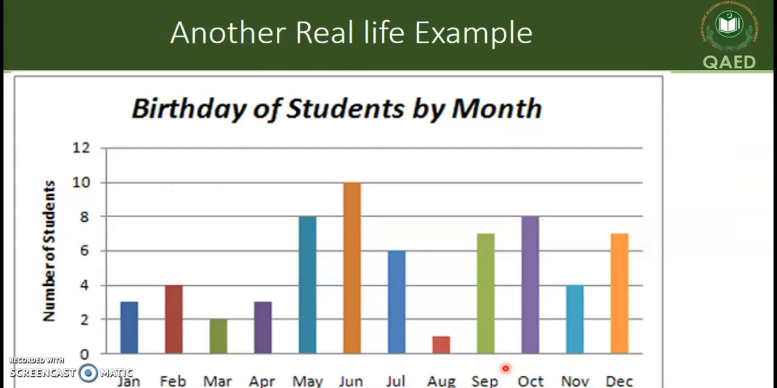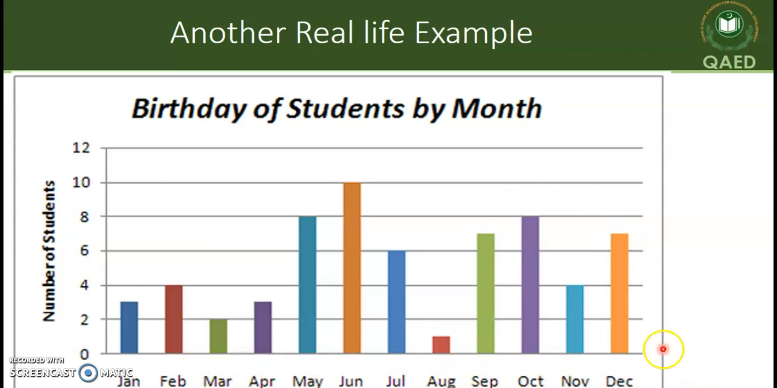Now there is another real life example of a bar graph. You can write the names of the months from January to December along the horizontal axis, and then you can write the number of students along the vertical axis. Then you can plot how many students have a birthday in each month.